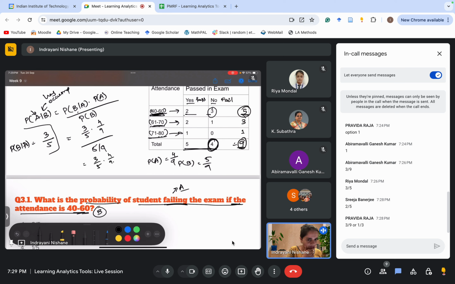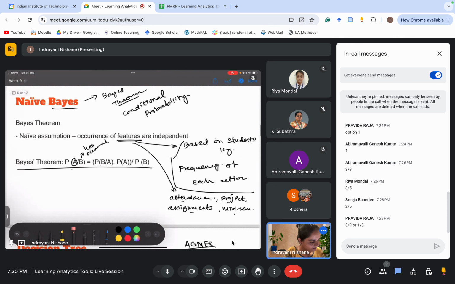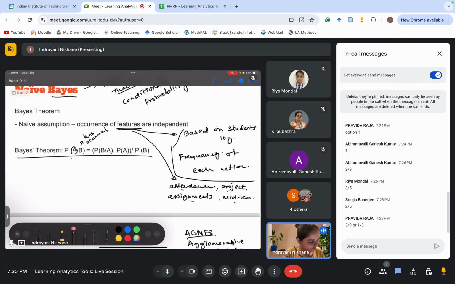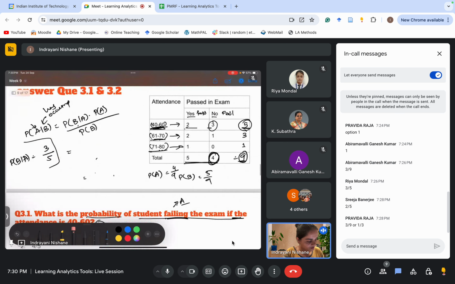There is something I'm doing wrong. Did I make any mistake in writing the formula for naive Bayes? A given B is B given A, times probability of A, divided by probability of B. Is that correct? Yes. Okay, let us compute this again. Oh yes, caught the mistake, sorry.